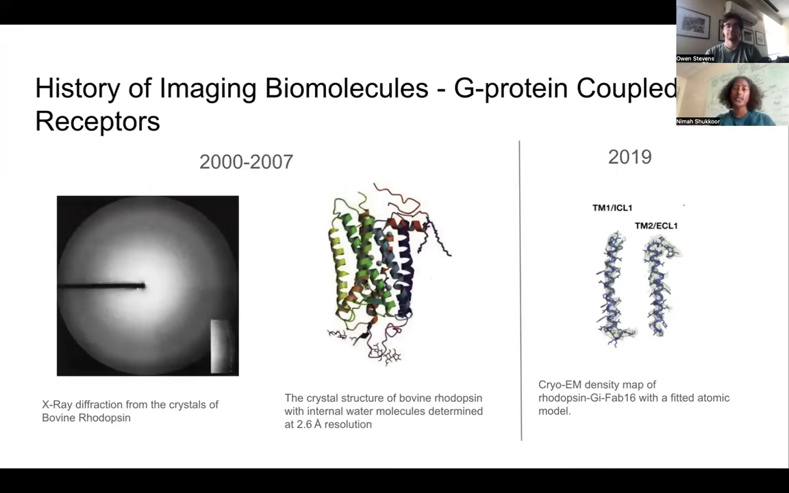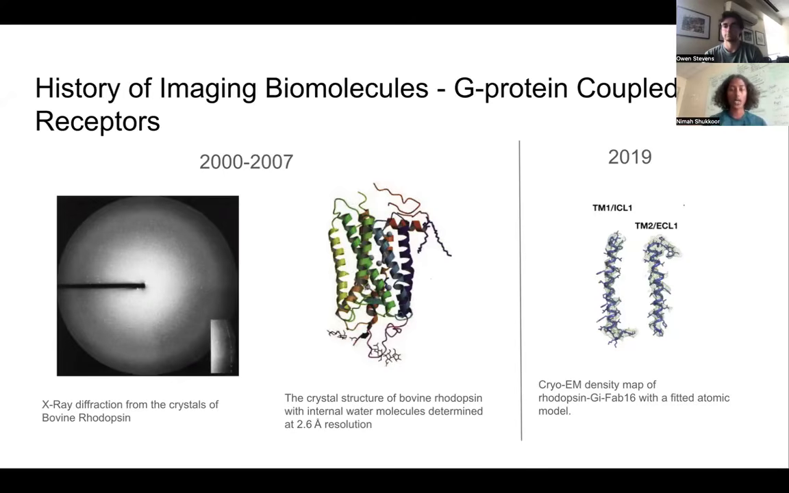So our story today is going to start with the G protein coupled receptors, or GPCRs. They're a group of membrane proteins in the human genome that sit on the surface of cells and translate outside signals into internal actions. So they're clearly very important. However, imaging GPCRs was considered one of the hardest problems in structural biology.